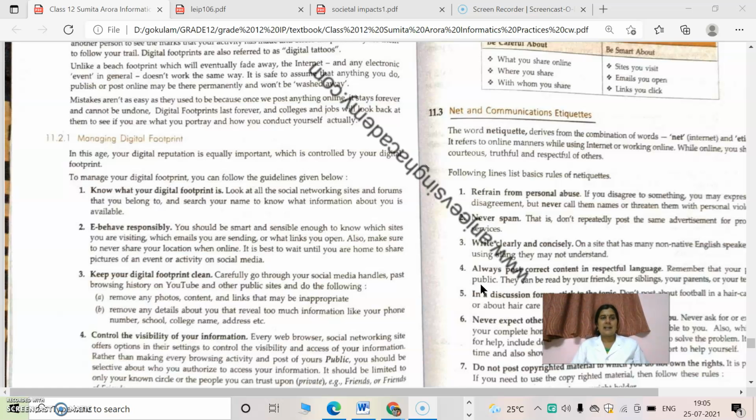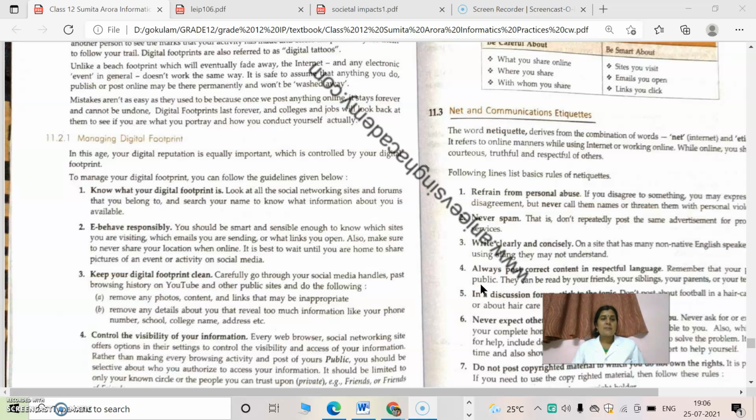Some guidelines are there. The first one is know what your digital footprint is. That means in social networking or some forums, we can search our name. By using that, we can find which data is shared by us, and whether it is available to every user, public, private, or our friends only. So we must be aware of our digital footprint.